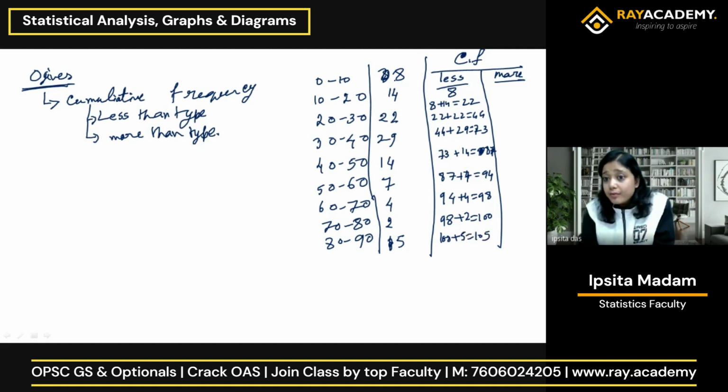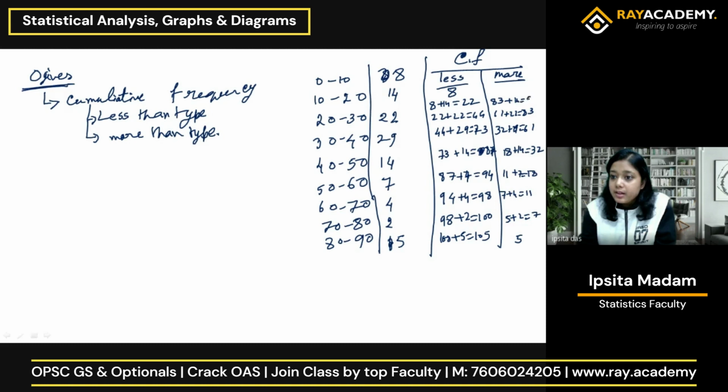That means you start from the first frequency. And for more than type, you start from the last frequency and you will get the same number, 105. That is from the 5. 5 plus 2, 7. 7 plus 4, 11. 11 plus 7, 18. 18 plus 14, 32. 32 plus 29, 61. 61 plus 22, 83. 83 plus 14, 97. And 97 plus 8, it will be 105.